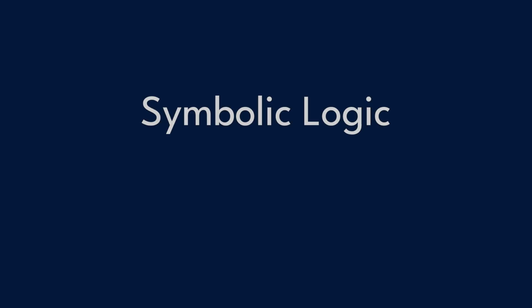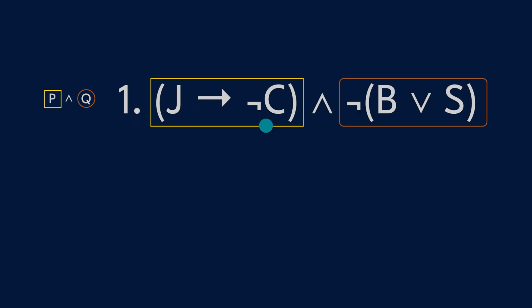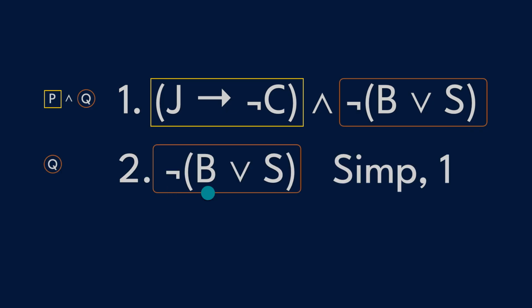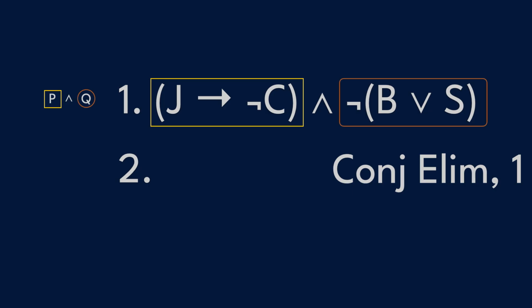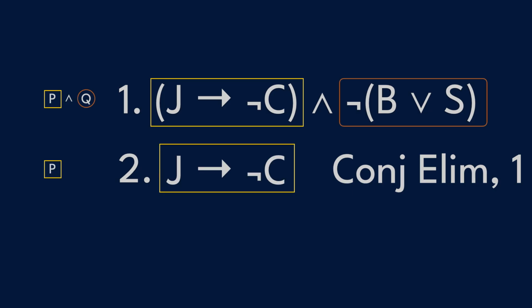Here's how it looks in symbolic logic, a natural deduction proof. If J, then not C, and neither B nor S. So we infer neither B nor S, using simplification on line 1, or as some textbooks call it, Conjunction Elimination on line 1. See the structure? Both the first thing and the second thing are true, so you can infer the second thing. Of course, we could have inferred the first thing just as well.